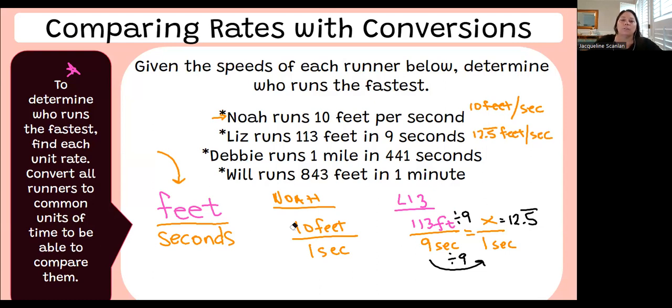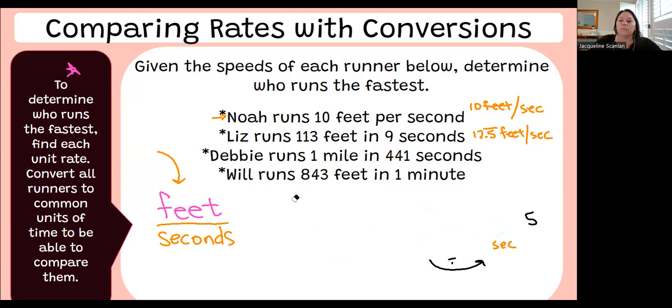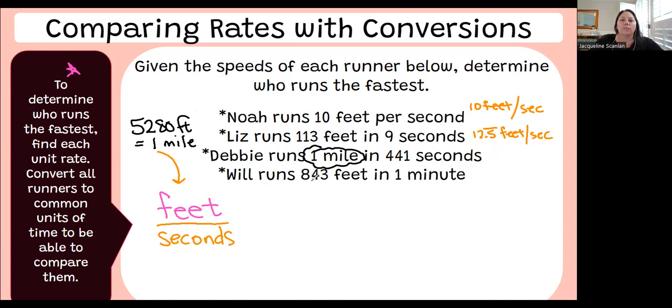I'm going to actually clear out Noah and Liz down here so I have a little bit more room. Hopefully, if you're following along at home, you're just keeping it all written down on one piece of paper. All right, so now here's something that you may not know. You need to know how many feet are in a mile. I'm going to give that to you. It's 5,280. There are 5,280 feet in 1 mile. Okay. Hopefully, if you're ever given a question like this, they will provide you those conversions. All right, so instead of using 1 mile, I'm going to actually use that 5,280 feet.